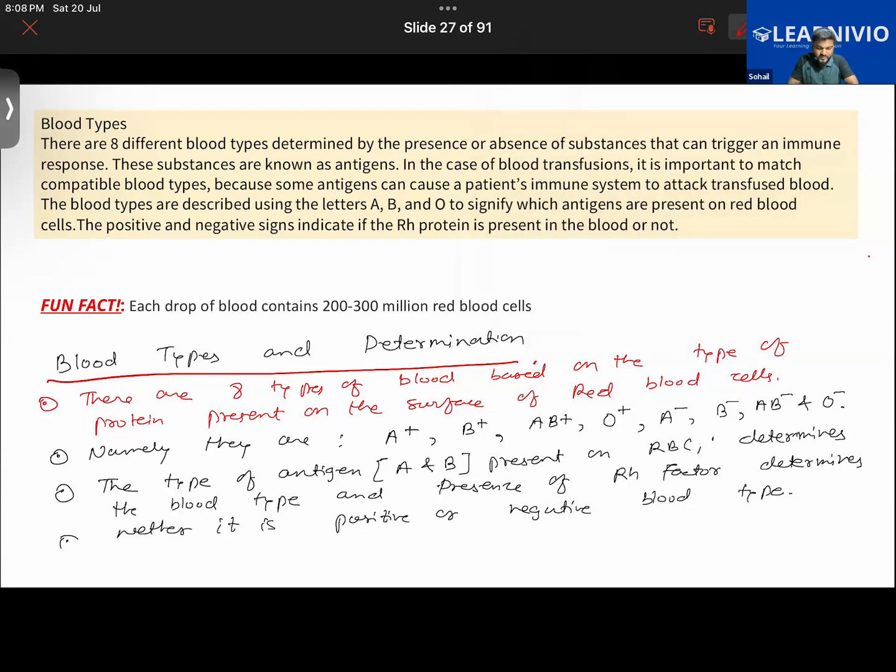So if Rh factor is present, thereby it will be a positive blood group, and if it is absent, it would be negative. Is that correct? What about others? Yes, sir, that is correct. So that is the case. All of you write this down and let me know once you are done.